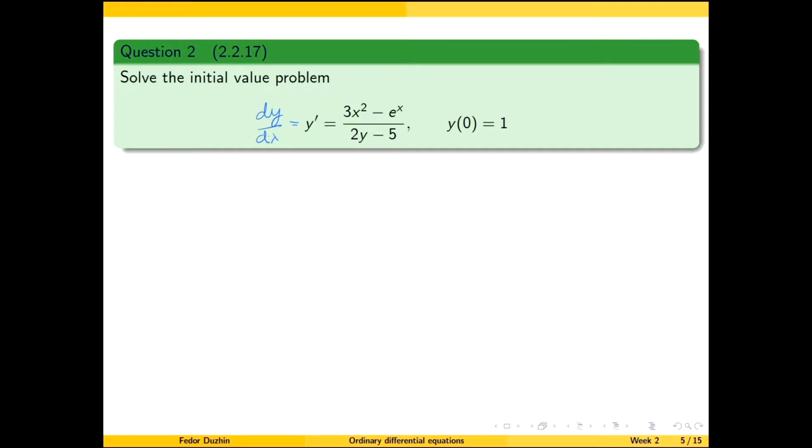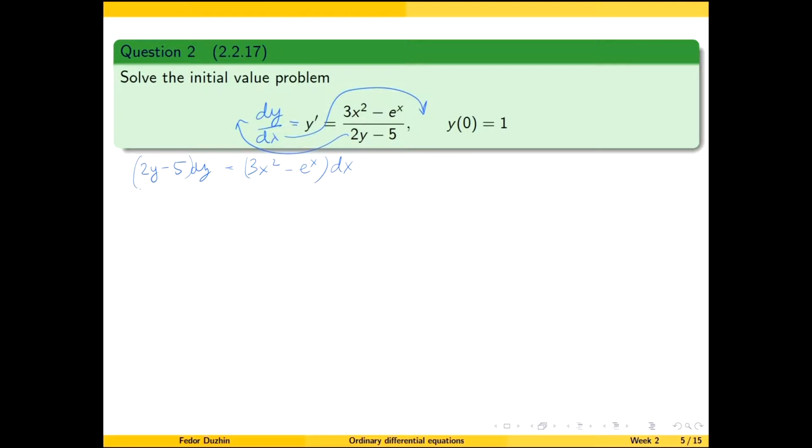So now, to separate the variables means that we are moving everything with y to the left hand side and everything with x, which means dx, to the right hand side, right? So rewriting this equation, or separating the variables, we get (2y minus 5) dy, this is the left hand side, equals (3x squared minus e to the x) dx. This is the right hand side. So notice that, strictly speaking, it should be a product.